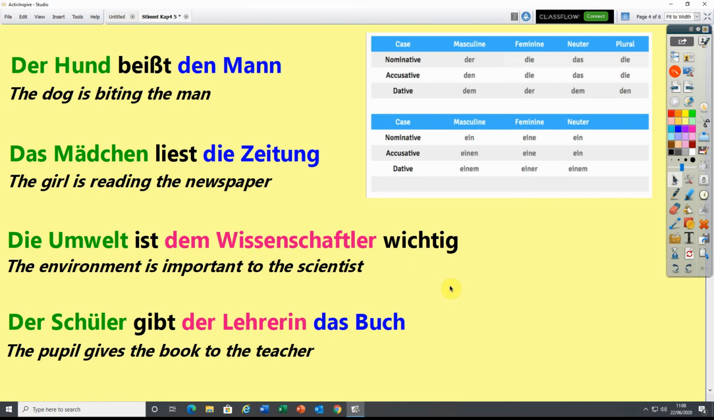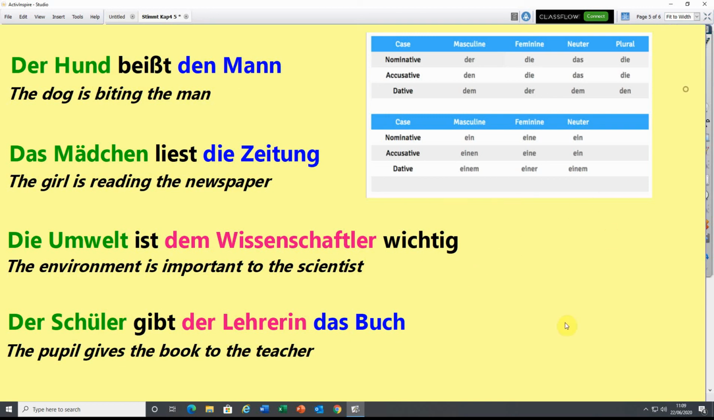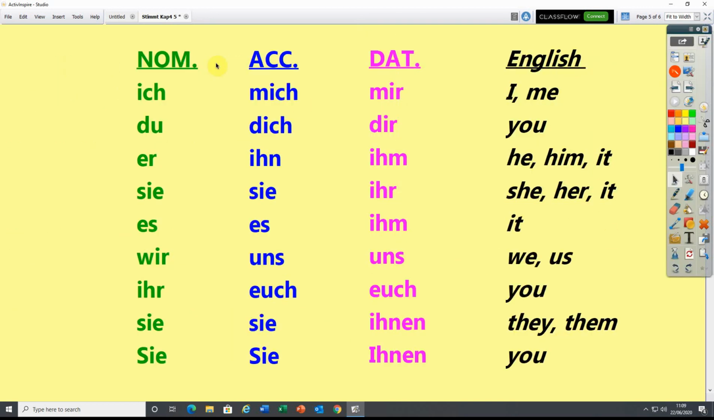And these pronouns also exist in the nominative, accusative, and dative case in German, because obviously sometimes they'll need to be accusative, sometimes nominative, and sometimes dative. And so let's have a look at what they all look like. Here they are. So I've kept the same colour scheme. Here are all the nominative ones, here are the accusative ones, and here are the dative ones there in pink.